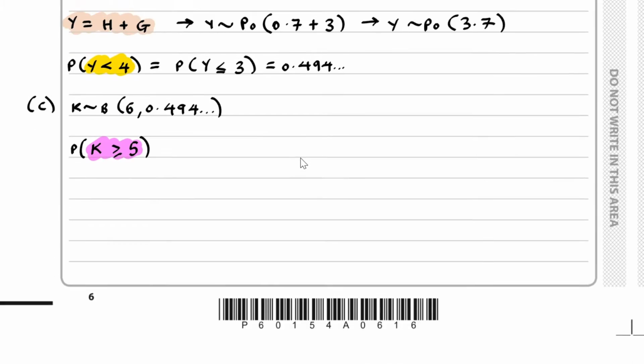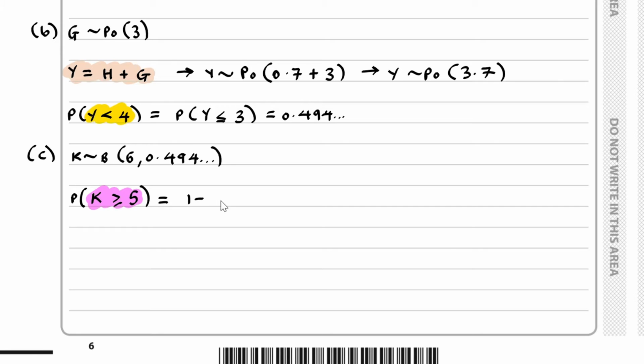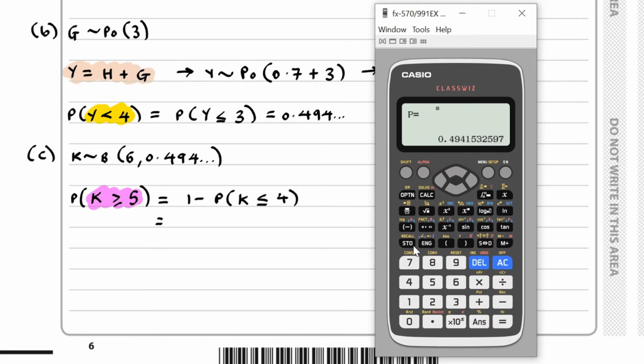This is the same as 1 minus the probability that K is less than or equal to 4, so we can use our calculator. Let's store this into A, and if we go to the binomial CD, we have a variable x equal to 4, n equal to 6, and p equal to A. So we have 1 minus 0.896, etc. So 1 minus that, which is 0.103, etc.